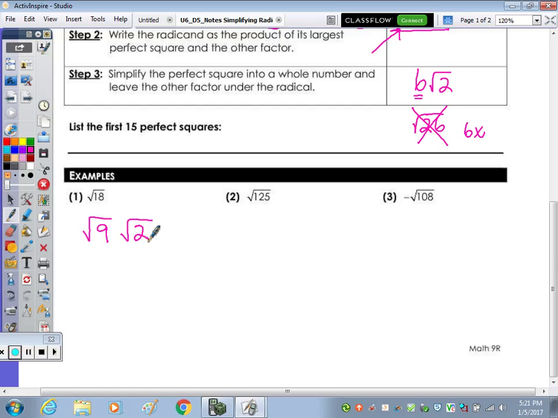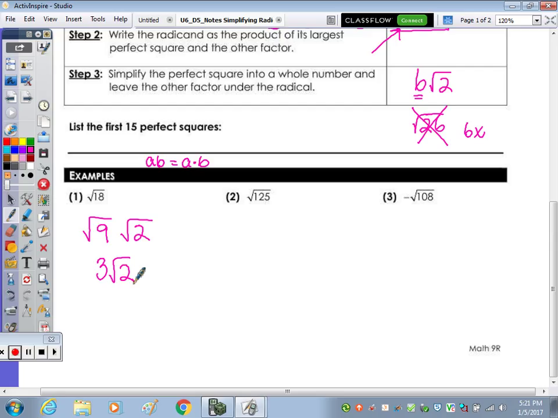And that's written as a product. When there's no symbol in between, like there's no plus, there's no minus, that means multiplication. Just like AB means A times B. So this is radical 9 times radical 2. Square root of 9 is 3 radical 2.